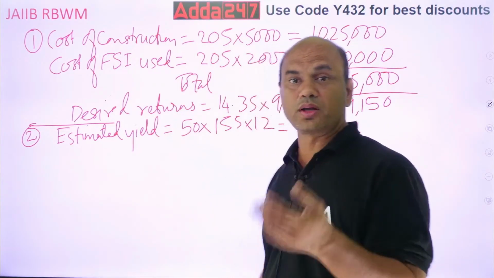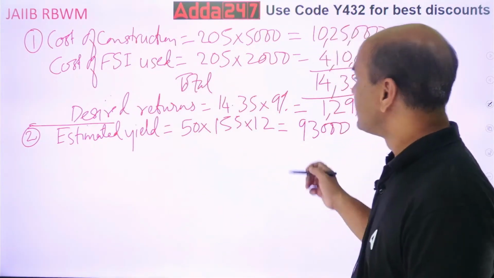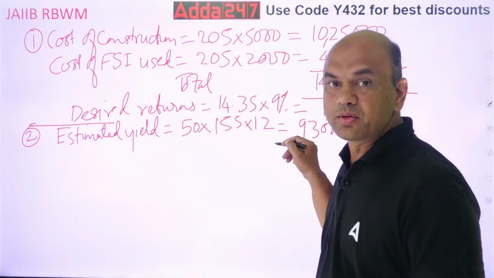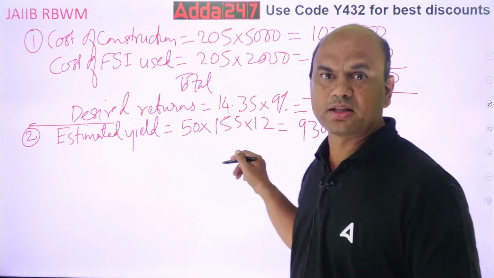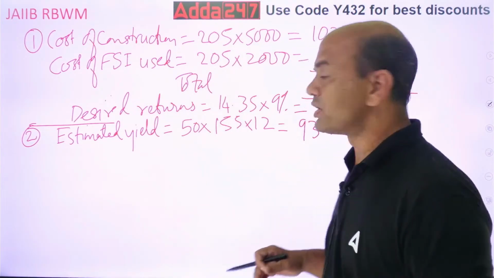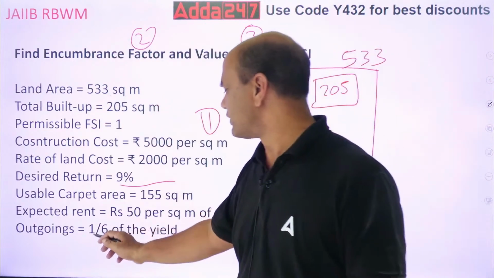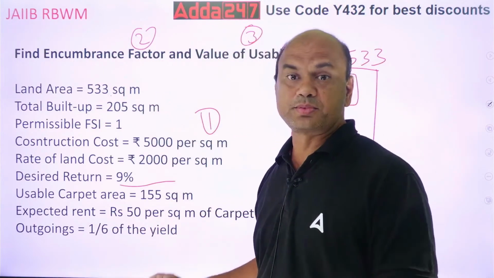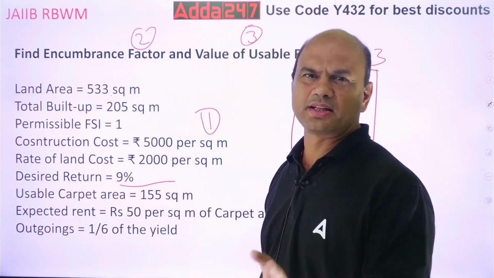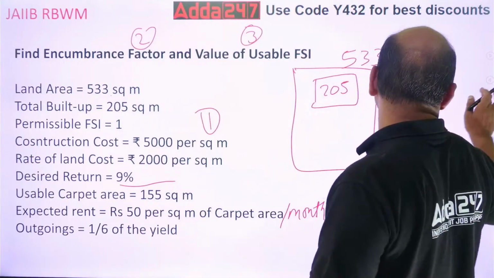What is outgoing? This much I am getting as the rent. Now this is my gross income which I am getting. Some money is going out also. What is going out? All this admin expenses. See this. Outgoings are 1/6 of the yield. This much money is going out. So 1/6 of this amount, 93,000, right? So 1/6 of 93,000 is going out.